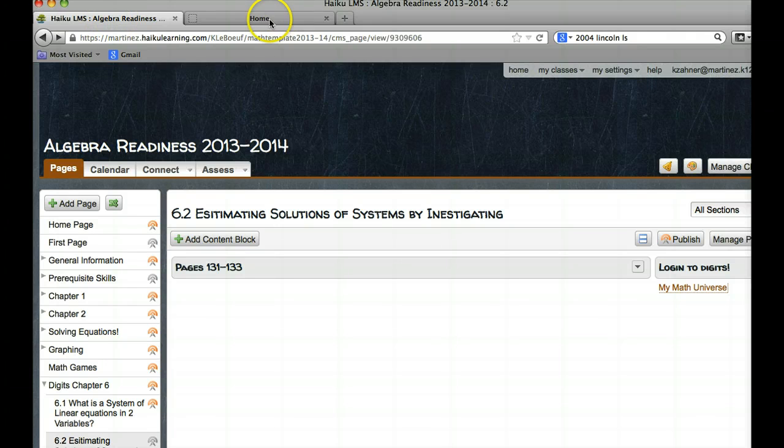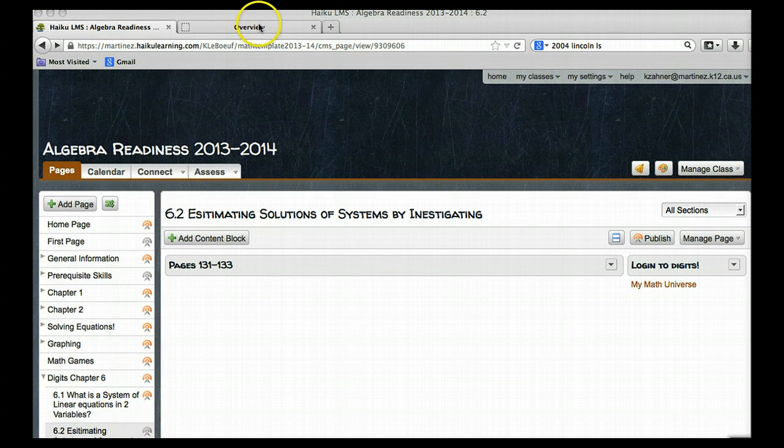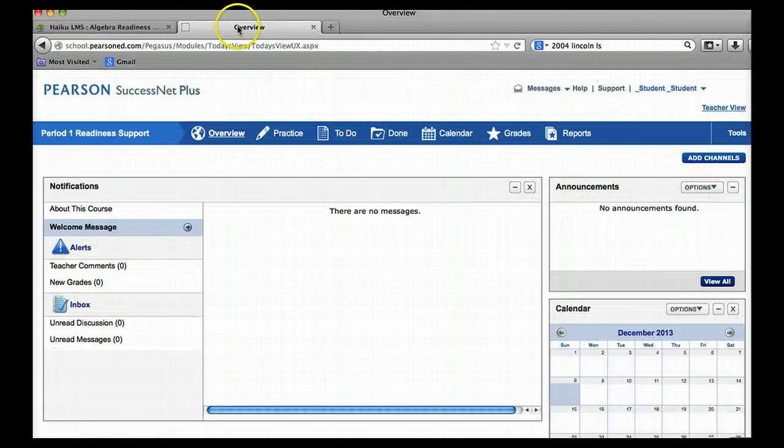Mine's already logged in, so I don't need to take time to do that now. So pause this video here on Haiku and go to Digits and log in. Once you've done that, you should have open on your browser a tab that is this video and a tab that is your Digits portal.